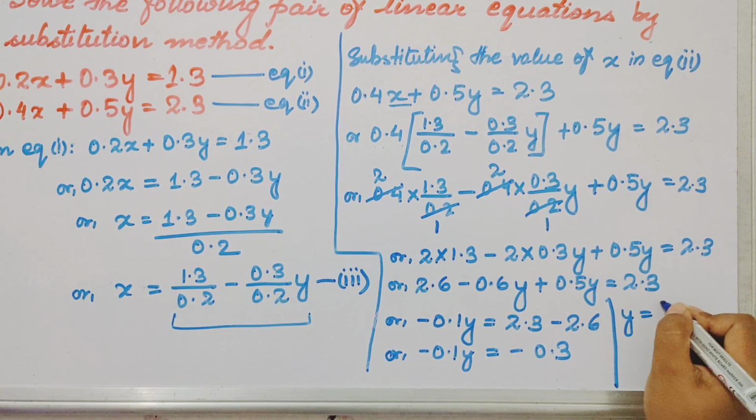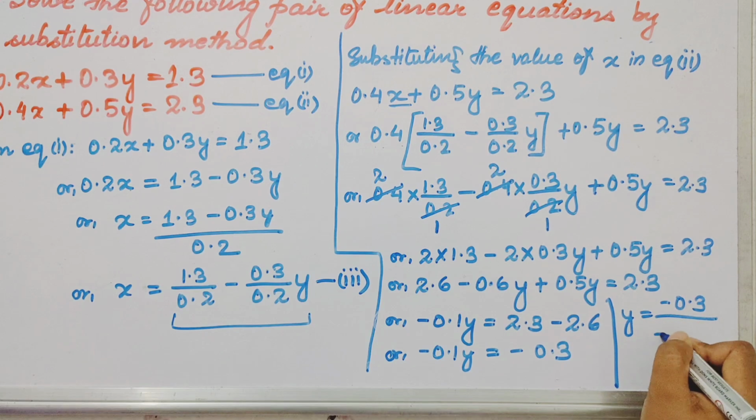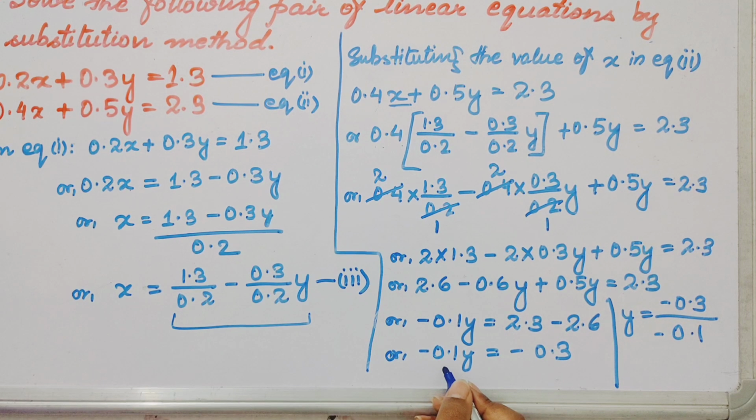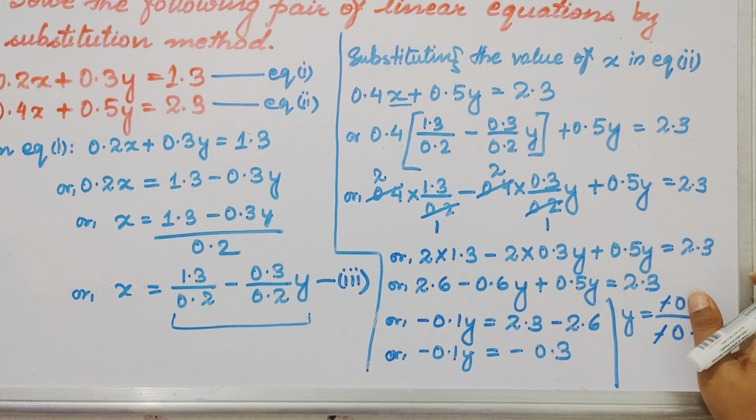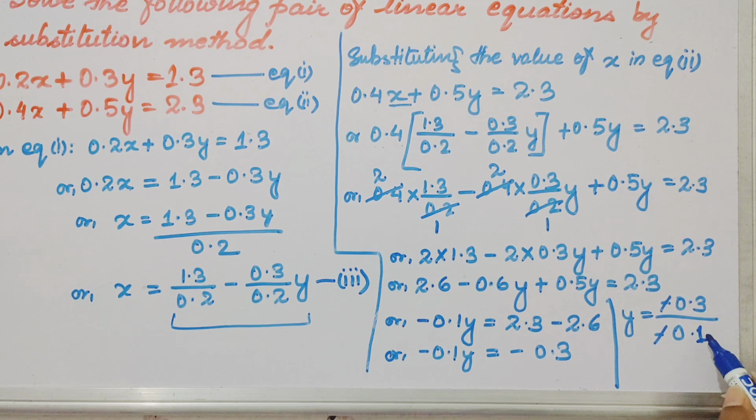y equals minus 0.3 divided by minus 0.1. When we shift minus 0.1 to the right hand side, it gets into the denominator. Minus and minus will cancel, and we can eliminate the decimal from here, since after the decimal there is one digit in the numerator and also in the denominator there is only one number after the decimal. Here we got y equals 3 by 1, which is 3.